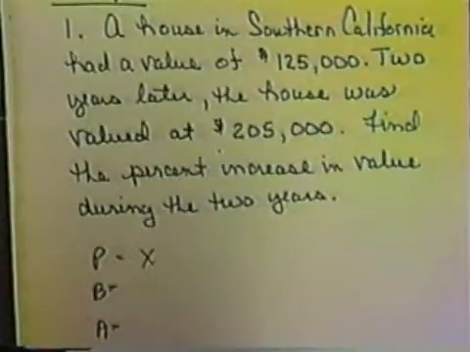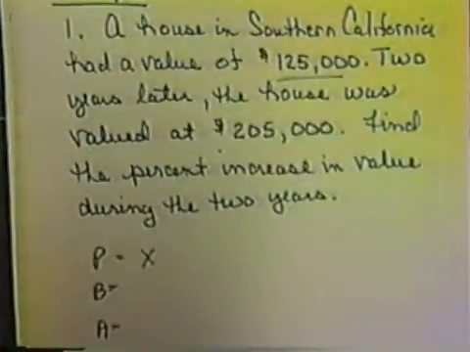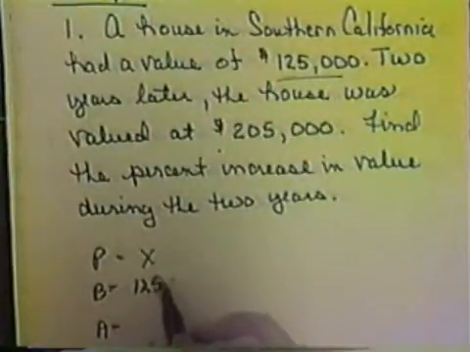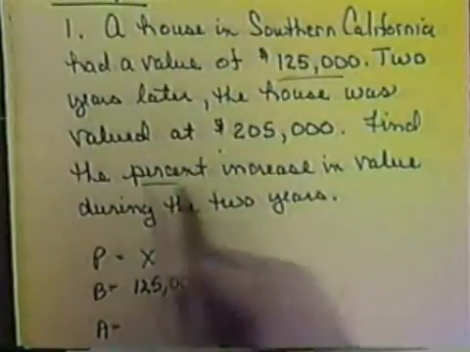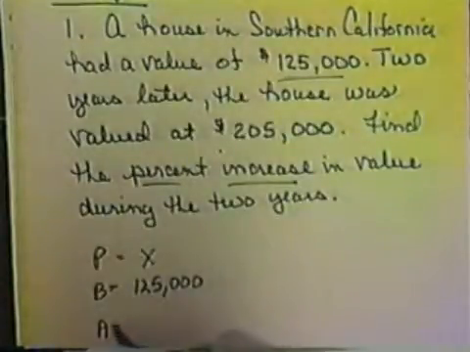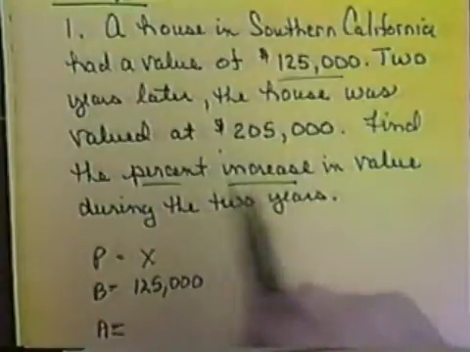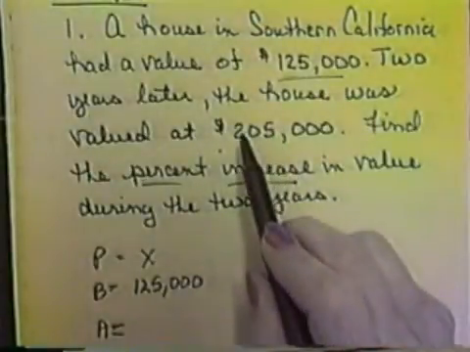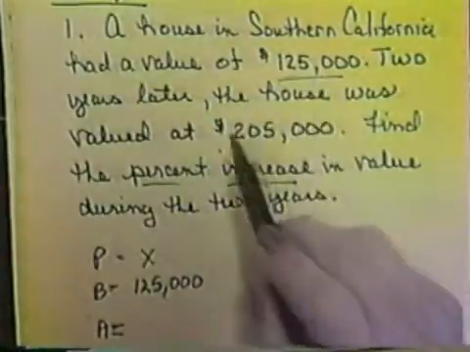In this problem, the original value of the house was $125,000. So the original price, the value when they bought it, was $125,000. Now, remember the amount we're looking for is the percent increase. So the amount is the increase. So how are we going to find the increase in value? We're going to take the new value. Remember, the increase is going to be the new value minus the original.